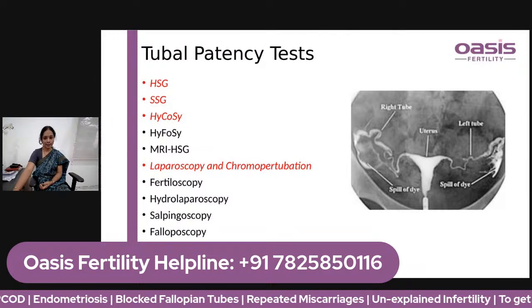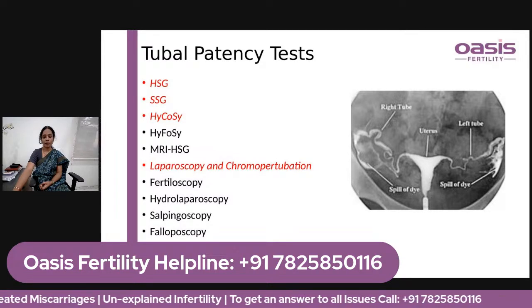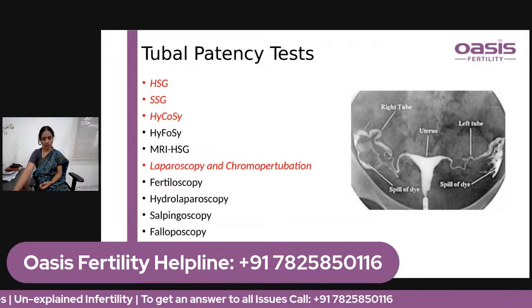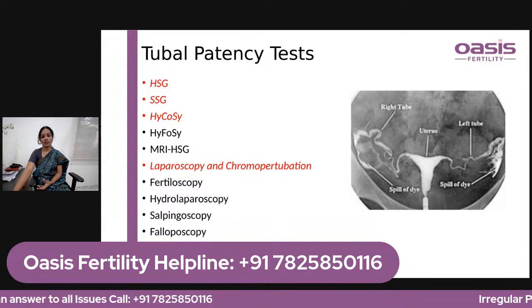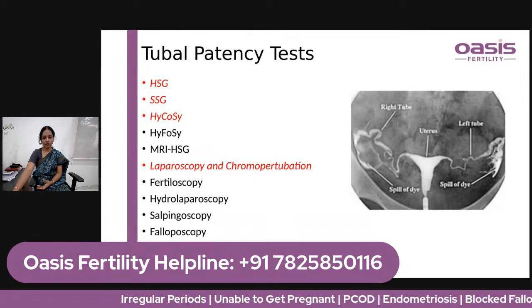And if there is any suspicion of problems in the tubes, then laparoscopy and a dye test is also undertaken. So as we understand so far, we need to test the function of the ovaries, the uterus, and the fallopian tubes in order to assess female fertility.